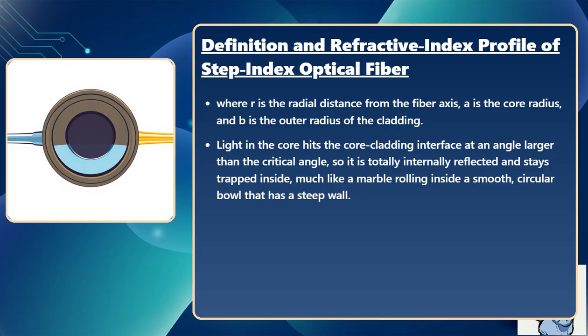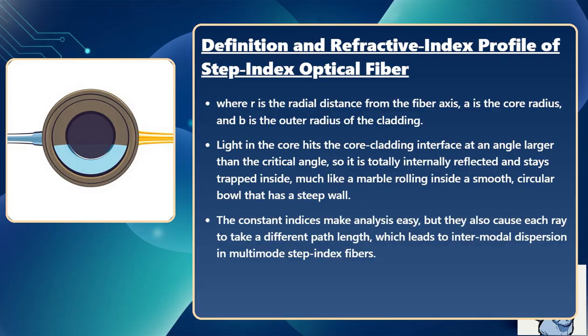Light in the core hits the core-cladding interface at an angle larger than the critical angle, so it is totally internally reflected and stays trapped inside, much like a marble rolling inside a smooth circular bowl that has a steep wall. The constant indices make analysis easy, but they also cause each ray to take a different path length, which leads to intermodal dispersion in multimode step-index fibers.